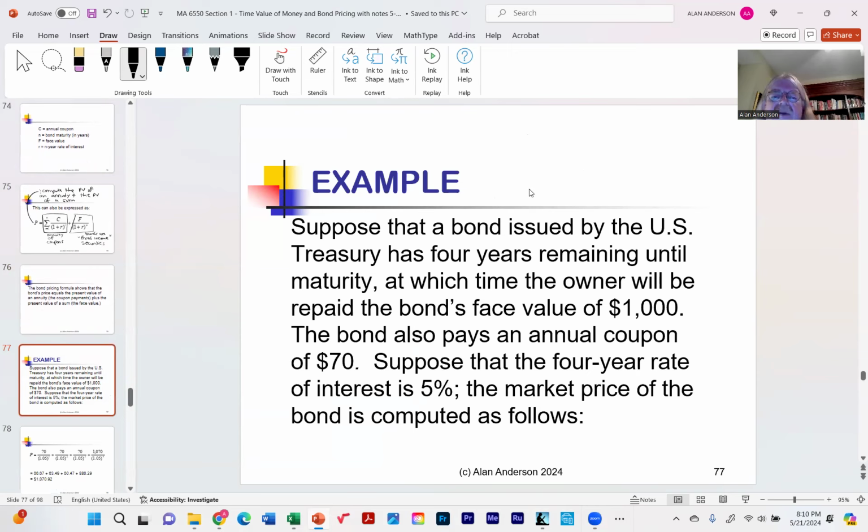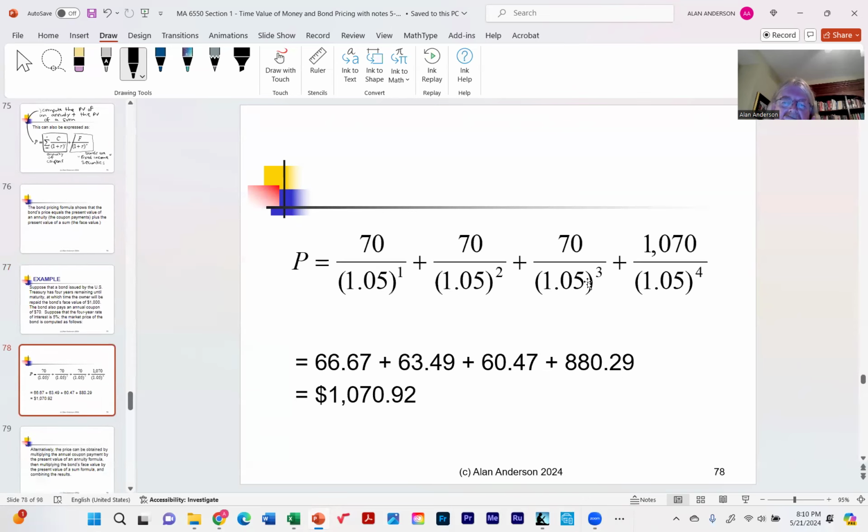So just as a quick example, suppose that a bond is issued by the U.S. Treasury, 4 years remaining to maturity. At that time, when it matures, the owner will be repaid the full face value of $1,000. The coupon is $70 a year. The 4-year interest rate or yield in this case is 5%. What is the market price of this bond? Well, if you just did it directly like this, we could plug this into Excel, and you would see that the price is $1,070.92.